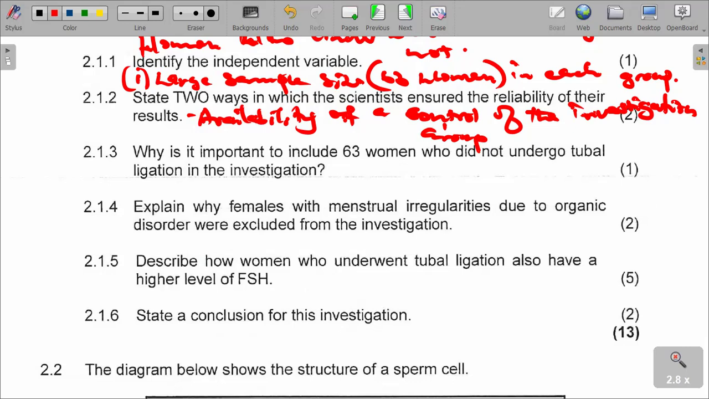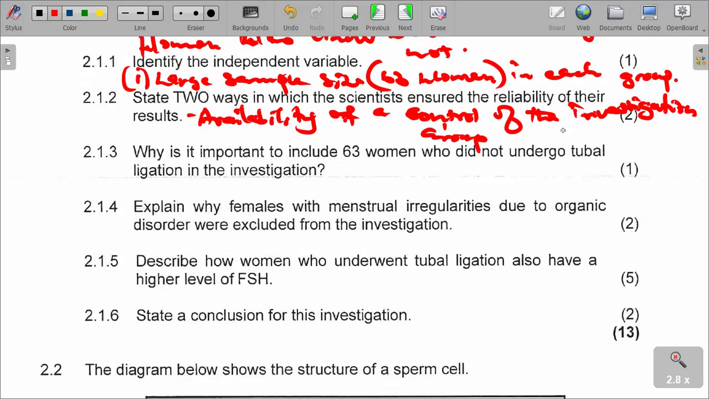And then we can also talk about other conditions which might increase reliability. We can talk about the repetition of the investigation and also putting the participants within the same or similar conditions. It can also be correct.